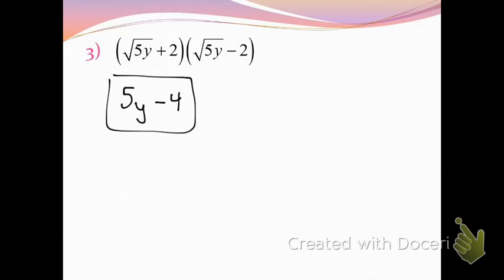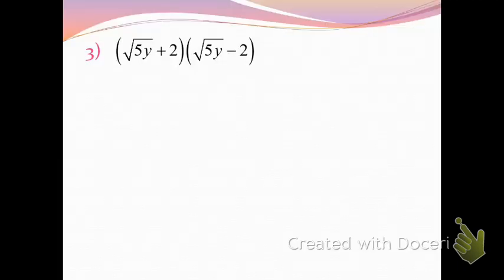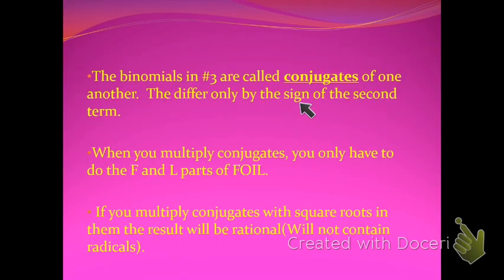Questions? All right. Now, the example I just showed you, this is the conjugate of this. So this binomial is the conjugate of this binomial because it's the same thing except different signs. So that's what we mean by a conjugate.